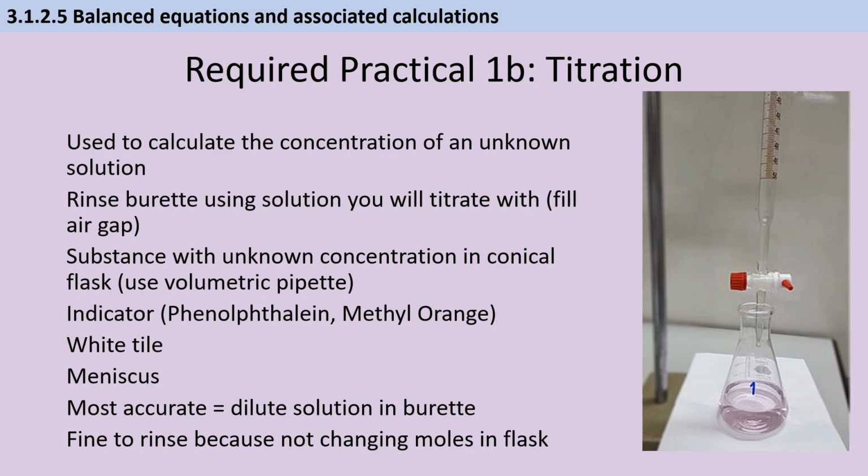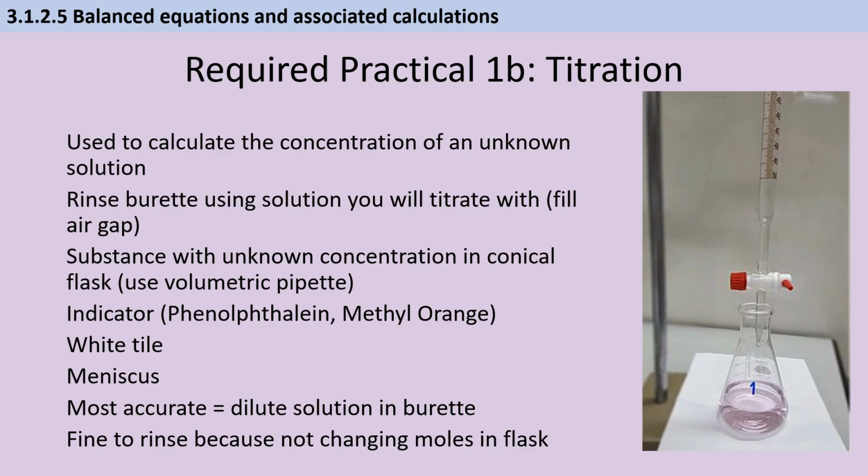We often use a white tile underneath the conical flask in order to allow you to see the colour change more clearly. All of your volumes are measured at eye level, looking at where the meniscus lies, and your most accurate data is going to be calculated when your burette contains a very dilute solution, because this is going to mean that the volume that you add is larger and therefore the percentage uncertainty is smaller. You use a wash bottle to rinse down the sides of the conical flask and the outside of the burette to make sure that any solution that leaves the burette ends up in the chemical reaction and not stuck to the sides of the glassware.